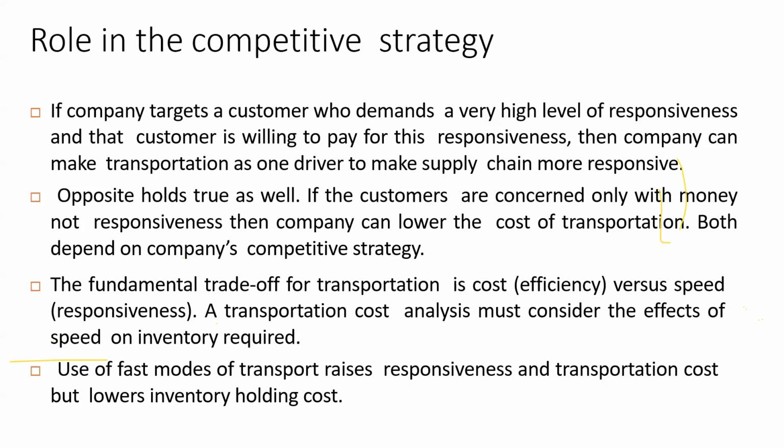The fundamental trade-off for transportation is cost, that is efficiency, versus speed, that is responsiveness. So how fast or how quickly you're transporting. A transportation cost analysis must consider the effects of speed on inventory required. Use of fast modes of transport raises responsiveness and transportation cost, but lowers inventory holding cost. So for a fast mode of transportation, say air mode is the fastest mode of transportation, it means the company is so responsive for this customer. They want to deliver the product to the customer as soon as possible, but it also increases the transportation cost.